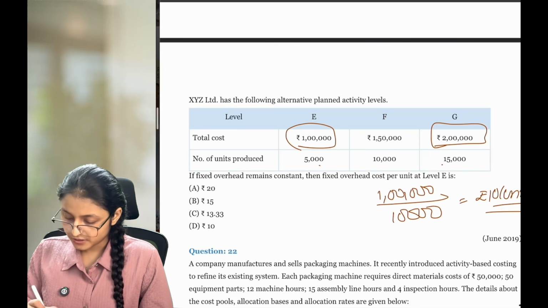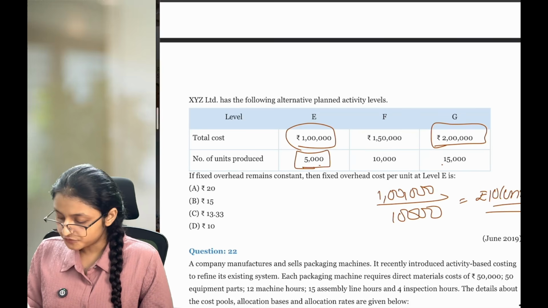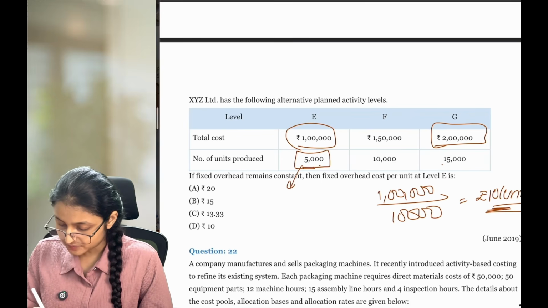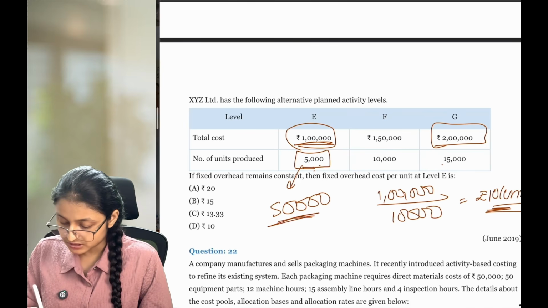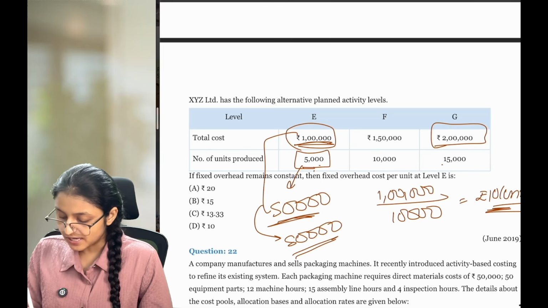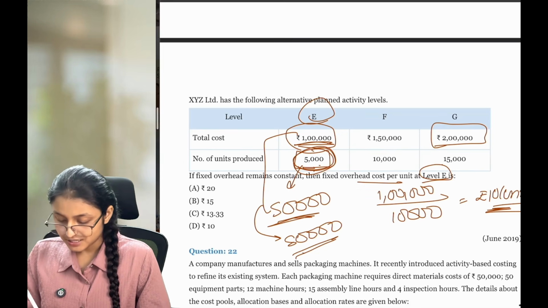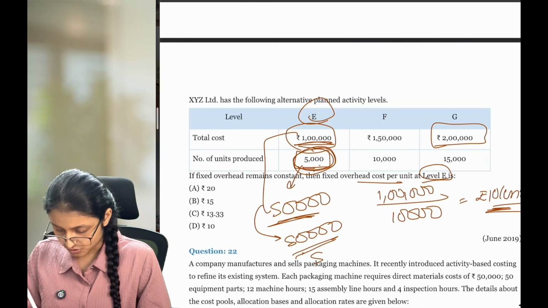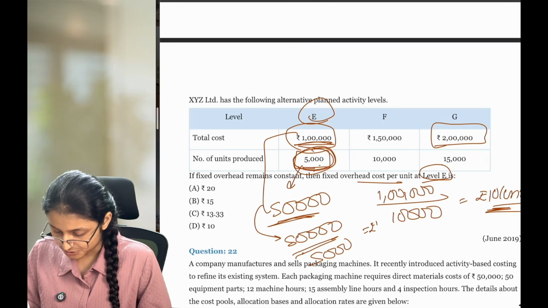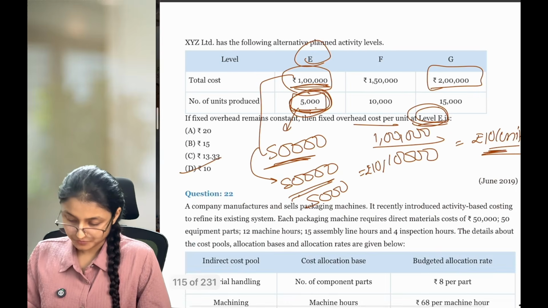Okay? So if I want to calculate the fixed cost, I can just multiply the number of units with the variable cost per unit. This will give me the total variable cost here. So 5,000 into 10 is 50,000. Out of 1 lakh, 50,000 is variable cost, so the remaining 50,000 is fixed cost. Now you need to calculate fixed cost per unit for level E. For level E, we have 5,000 units. 50,000 as the fixed cost divided by 5,000 units will give you 10 per unit as the fixed cost for level E. Okay? On a per unit basis.